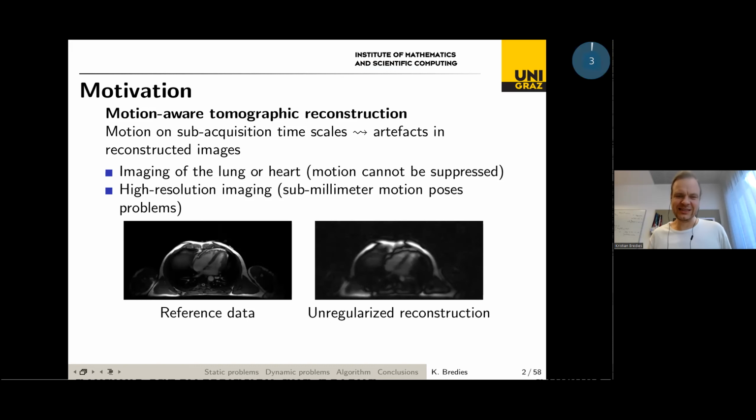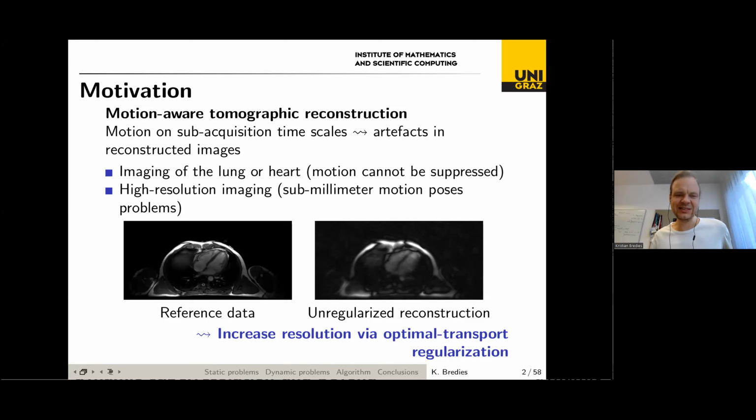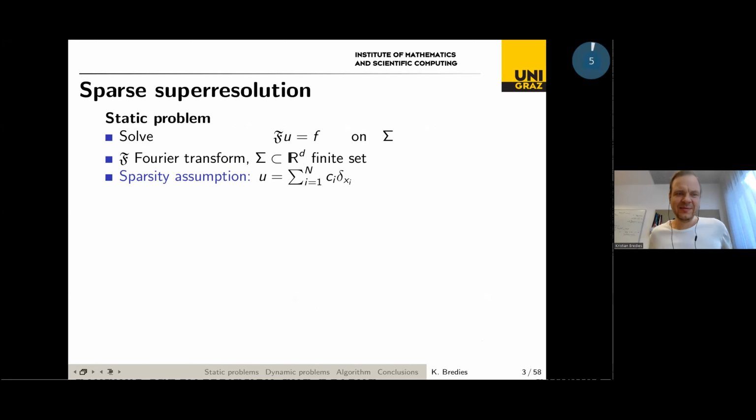And you just see an example. What you see here is an MRI reconstruction of the beating heart. On the left-hand side, you can see reference data, which is obtained with a technique called gating. So you have, let's say, several heartbeats where you can reconstruct. On the right-hand side, you can see the reconstruction from the amount of data you are able to obtain in one beat of the heart cycle. So if you really want to capture dynamics, this is the resolution that you get. And of course, you want to increase it somehow by higher information, regularization, and so on. And this is the idea: increase resolution via optimal transport regularization, for instance. And this is the motivation from MRI.